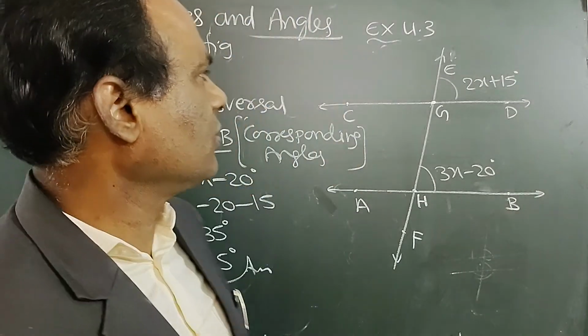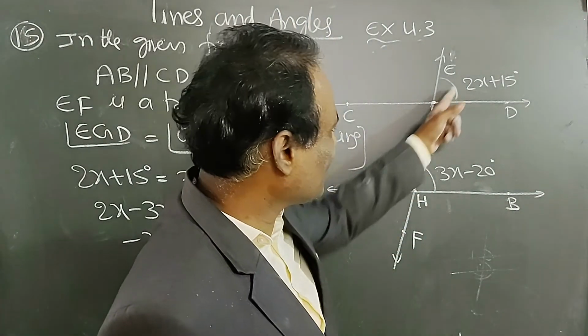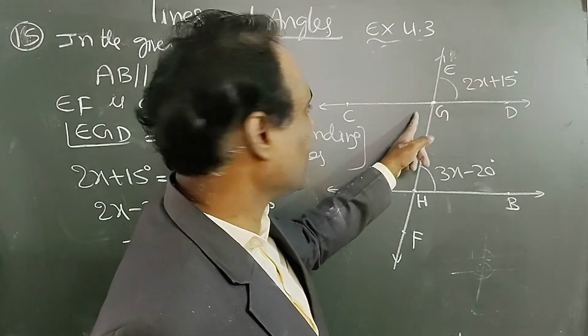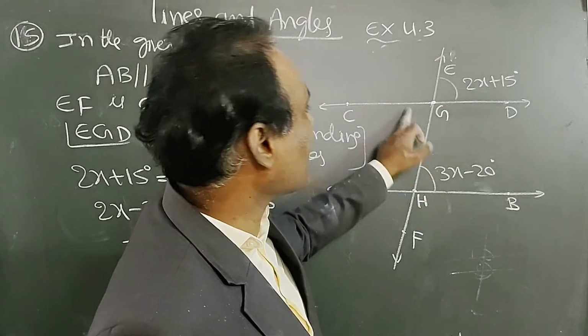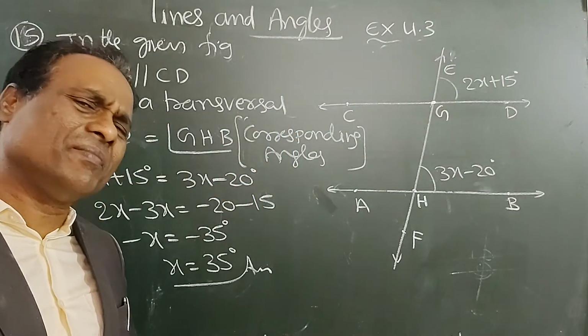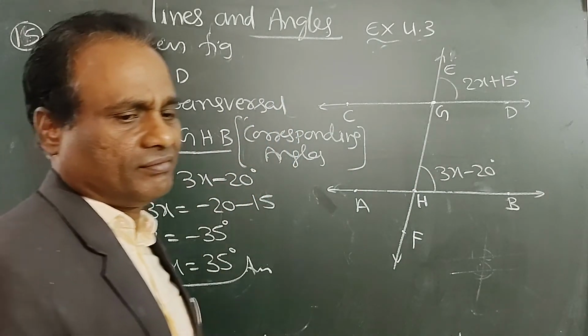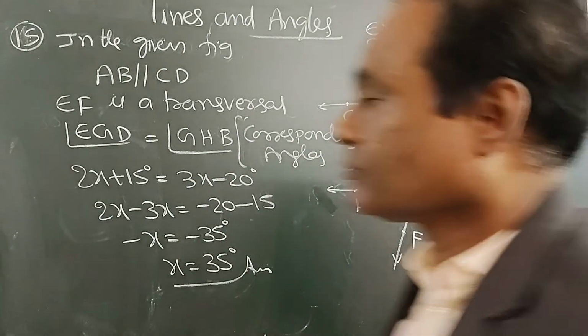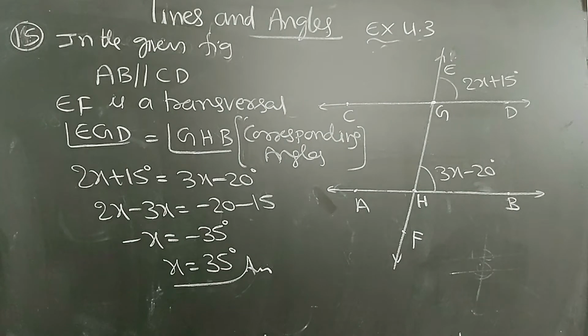There are various methods. Suppose these two are vertically opposite angles. If this is 2x plus 15, this will also be 2x plus 15. Then these two are alternate angles, both are equal. Like that also we can do, any method. Draw the third figure, 15th third bit.